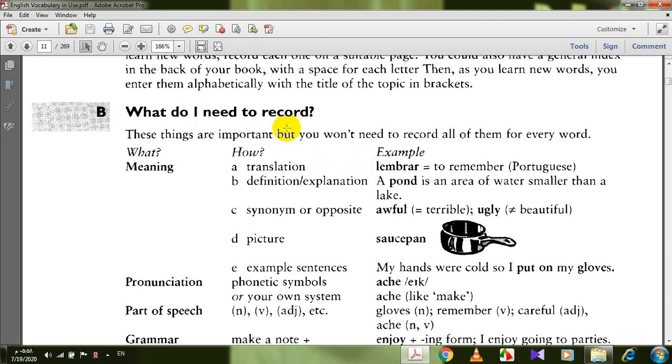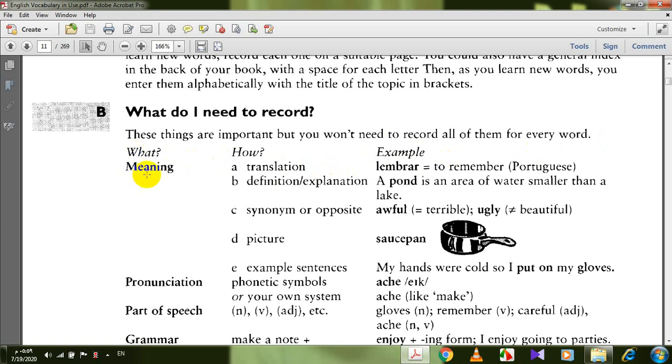What do I need to record? What do I need to record? These things are important. If you have your own notebook and you would like to write down new things, what are these things that you need to write down? Okay, these things are important, but you won't need to record all of them for every word. So it depends on you. What do you need? What, how, an example. So let's have an example here.